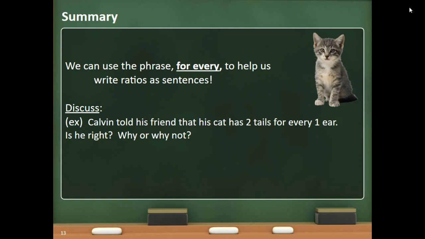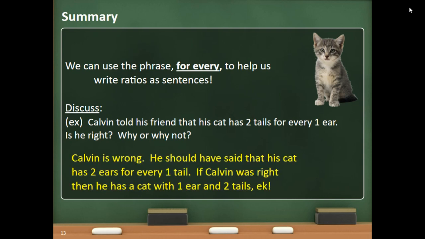Calvin told his friend that his cat has 2 tails for every 1 ear. Is he right? Why or why not? Push pause, have a quick discussion. Calvin is wrong. He should have said that his cat has 2 ears for every 1 tail. If Calvin was right, then he has a cat with 1 ear and 2 tails. Eek!